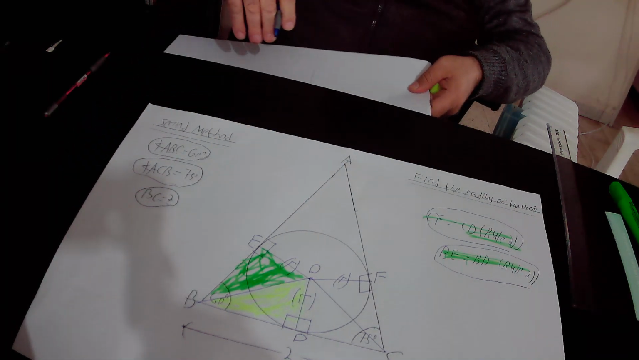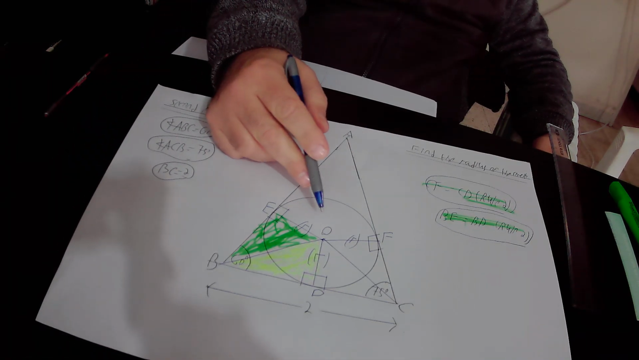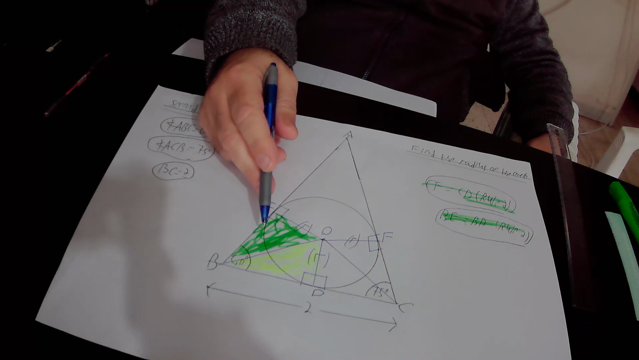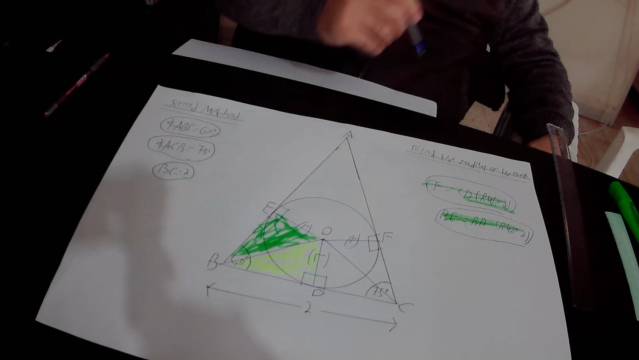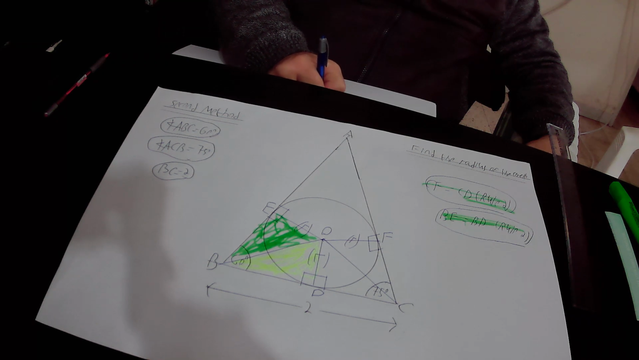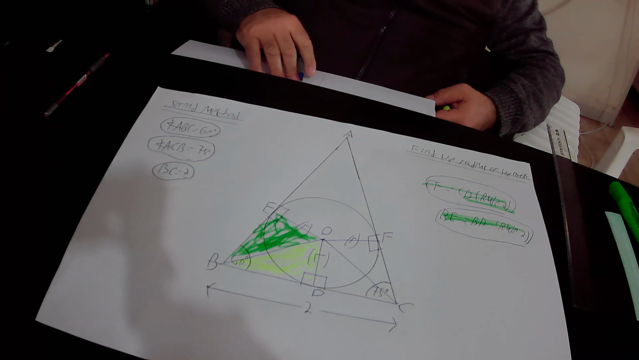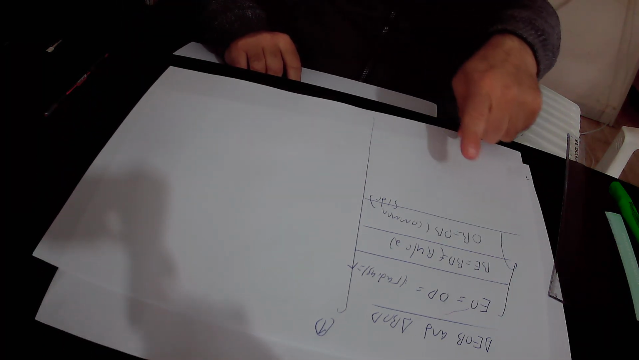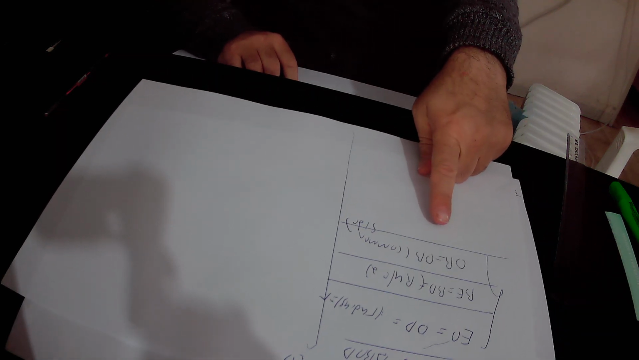And finally, side OB is a common side that belongs to both triangles, so we can write down that OB equals itself as a common side that belongs to both triangles. OB equals OB.